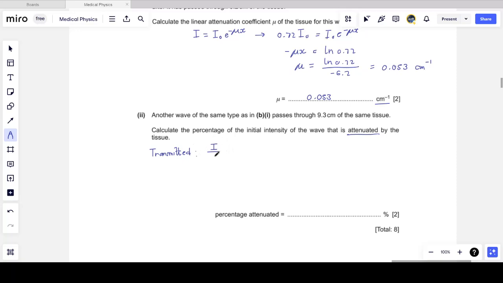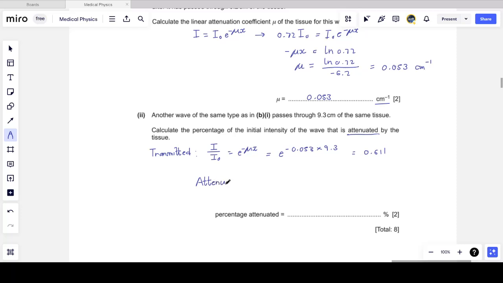That ratio of what comes out over what goes in is the percentage that is transmitted, I over I naught. And this is e to the minus 0.053 times 9.3. We're leaving it in centimeters, since mu is per centimeter and the distance is in centimeters, so that works out fine. And what we get is a value of 0.611. This is 61%.